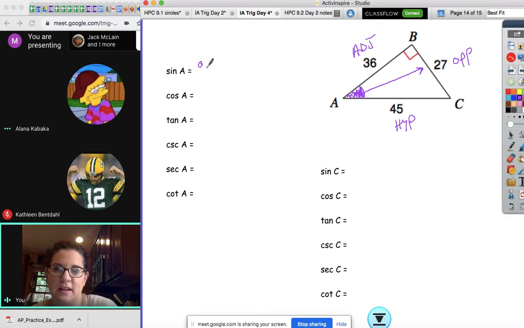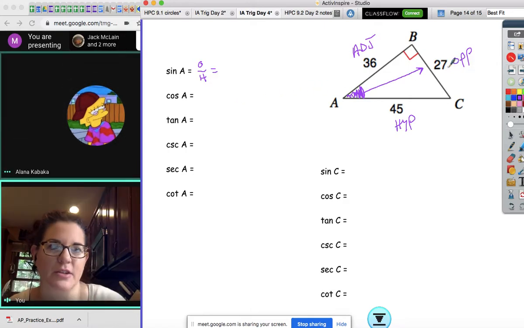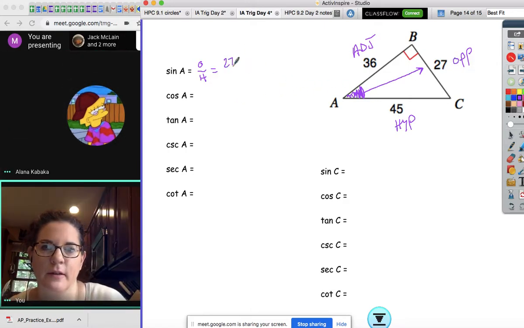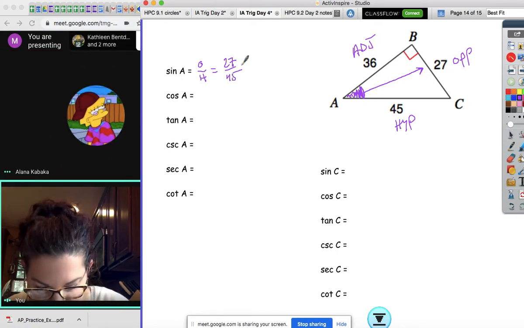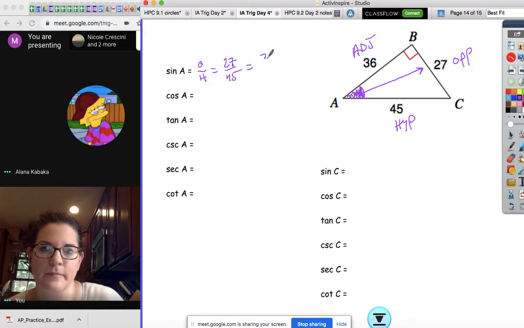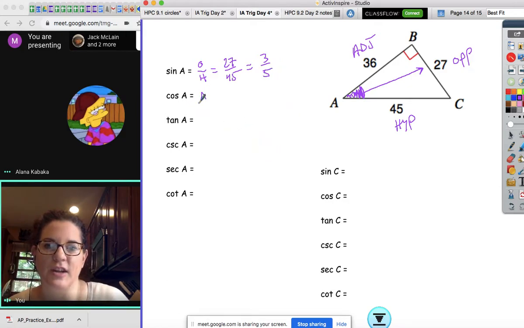So sine is opposite over hypotenuse. I'm just going to abbreviate it even more. Sine is opposite over hypotenuse, so that'll be 27 over 45. And then that reduces, so that will be 3/5. And then cosine is adjacent over hypotenuse. So then that would be 36 over 45.